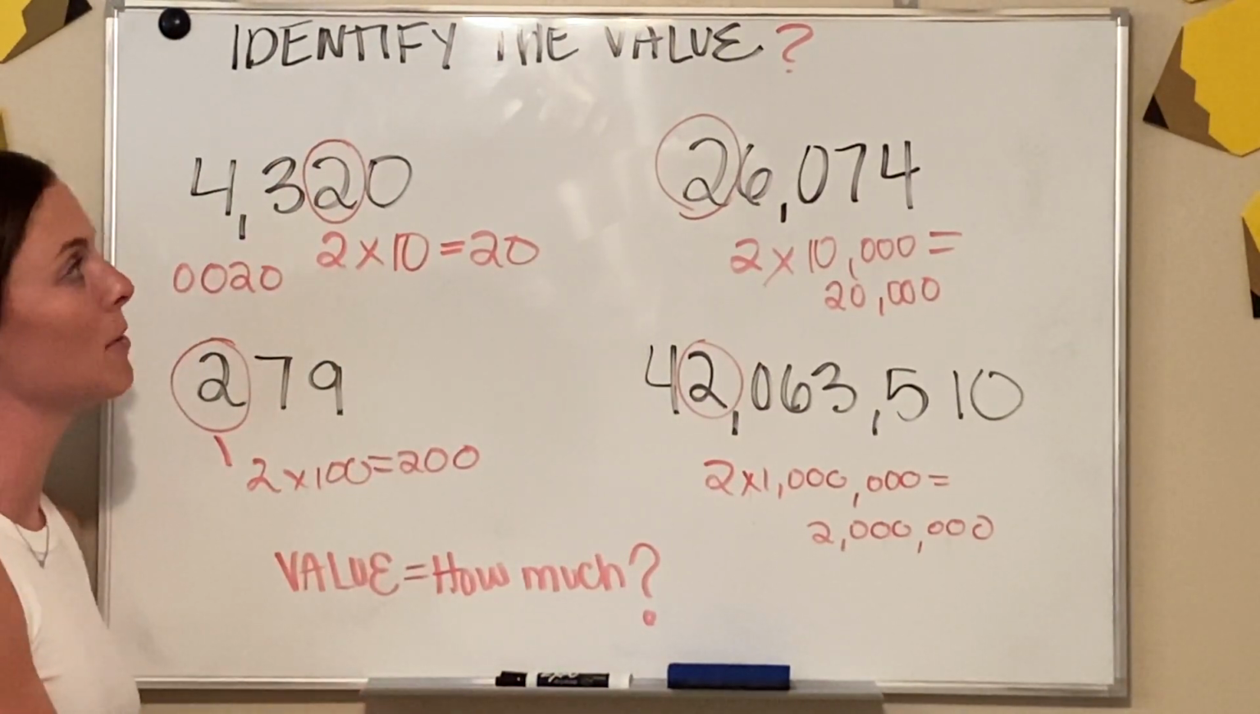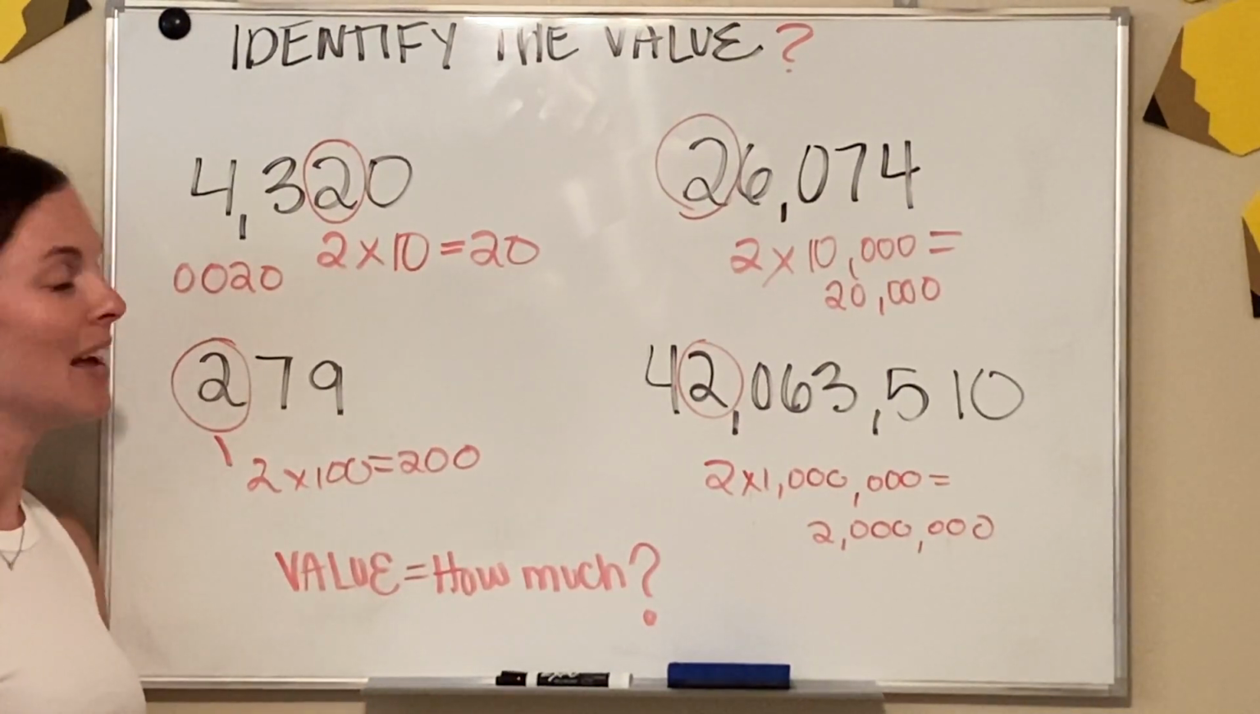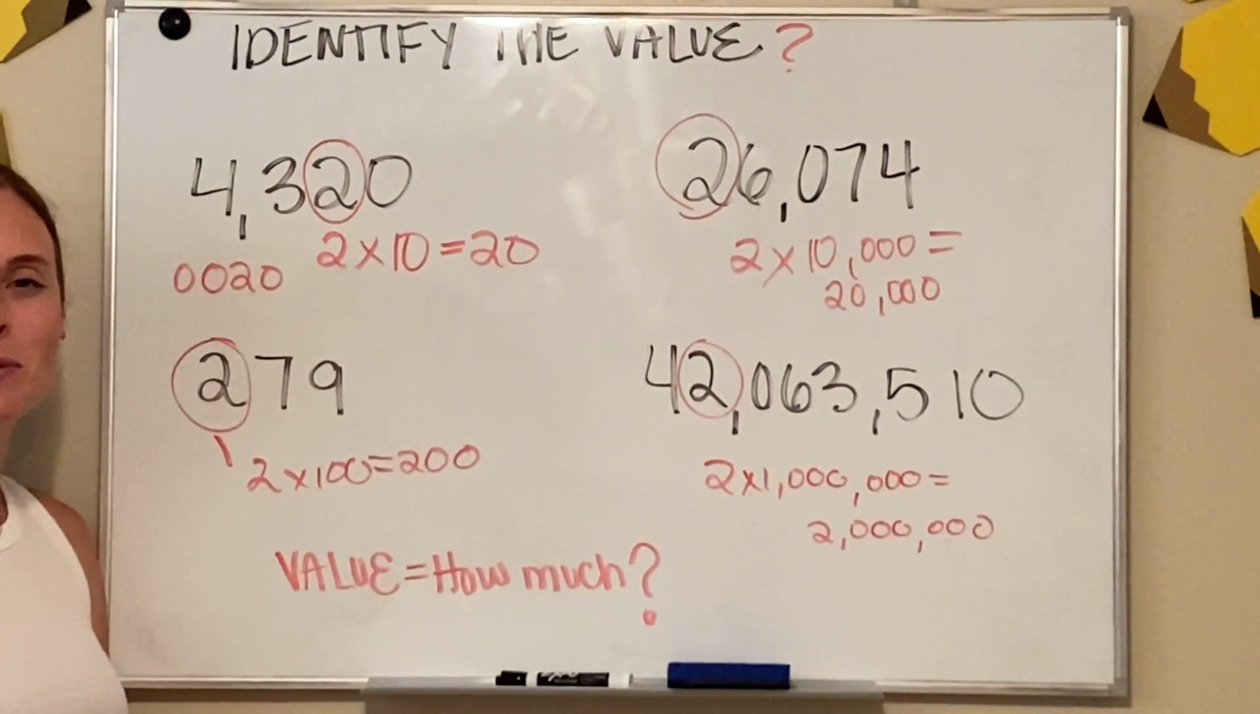There's a very short example of how we identify the value of a digit. I hope that helps you guys. And don't forget to watch my other examples with place value.